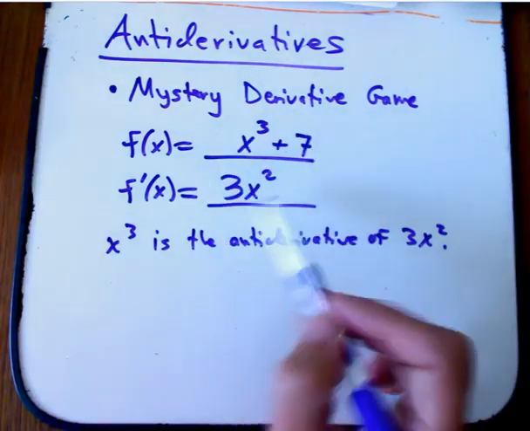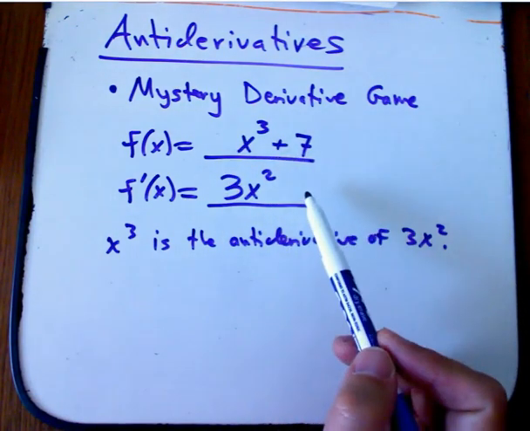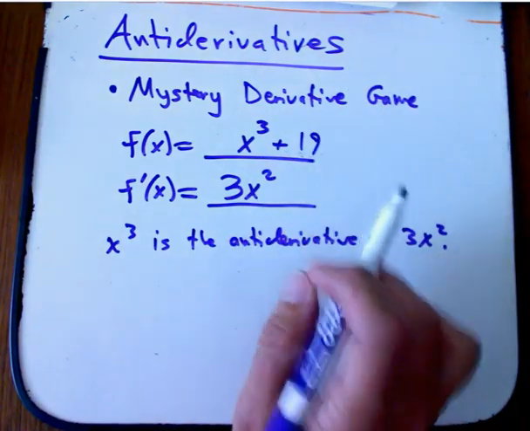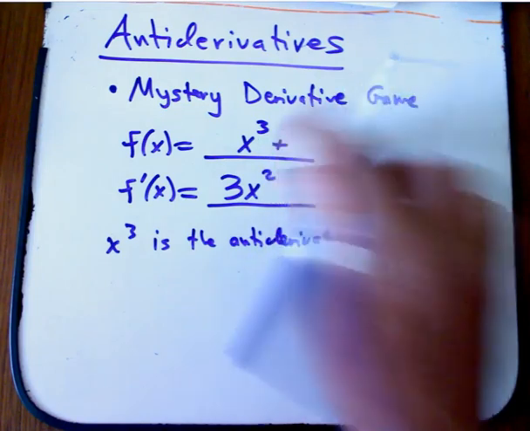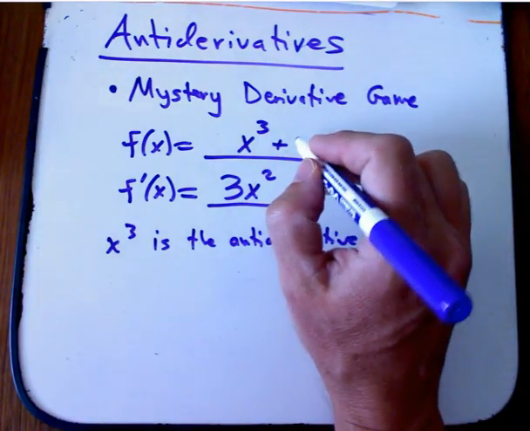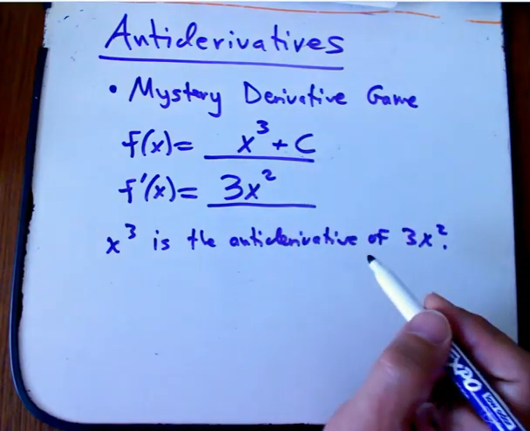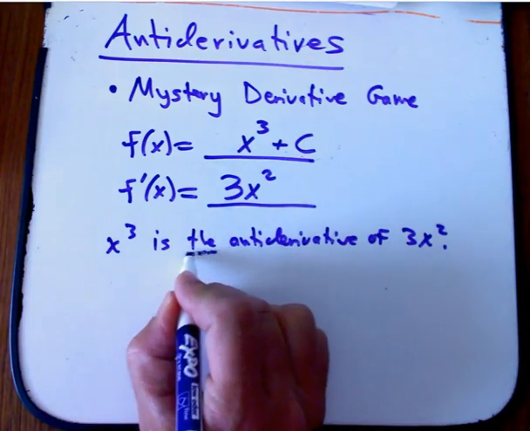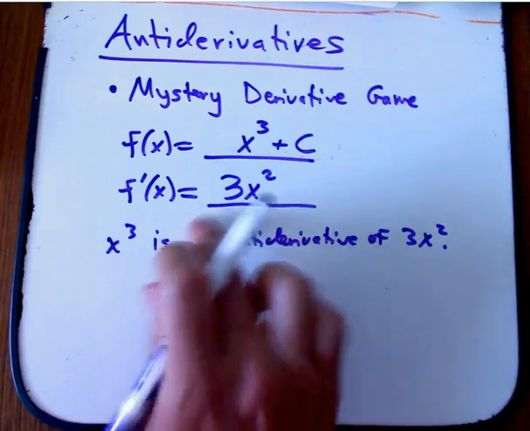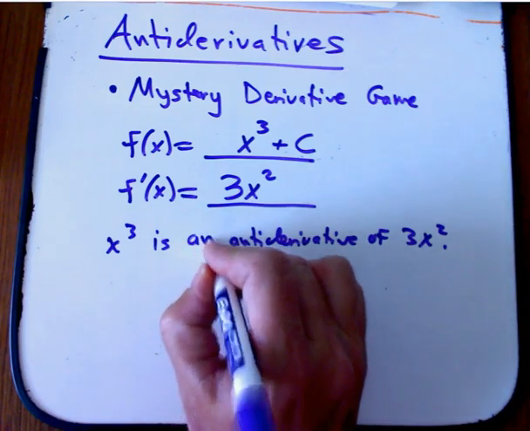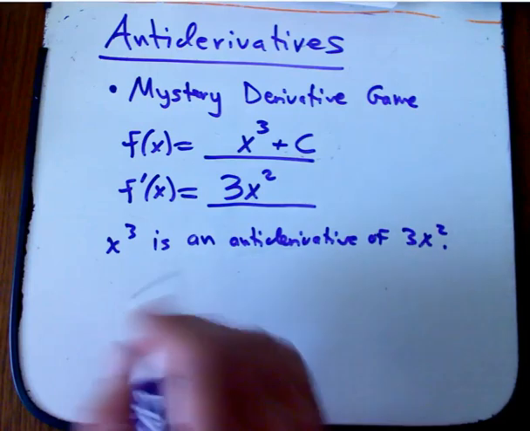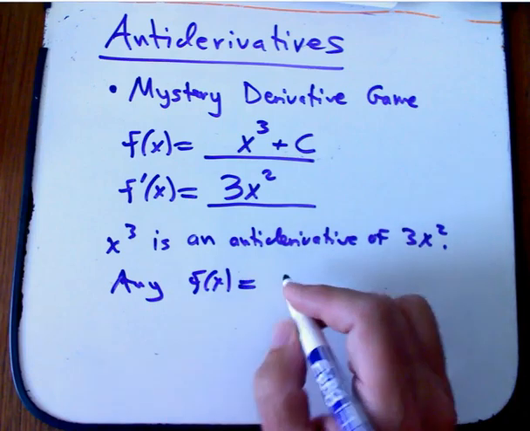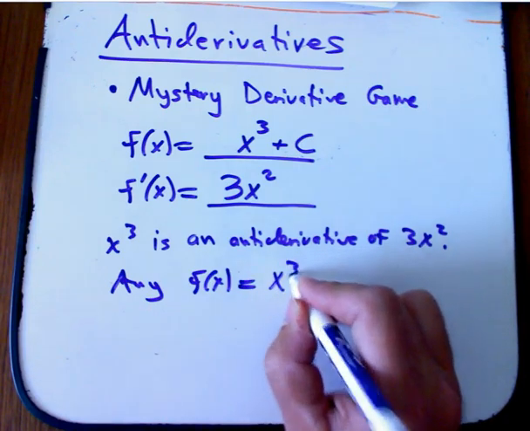Because remember what happens when you take a derivative of an additive constant, that goes away. Or I could have been thinking of x cubed plus 19 or x cubed plus any constant. And so in fact, to answer this more completely, we really would say something like, okay, x cubed plus any constant is going to be an answer. So I lied a little bit when I said the word "the" here. There isn't a unique antiderivative ever. So x cubed is an antiderivative, but in fact any function of the form x cubed plus a constant.